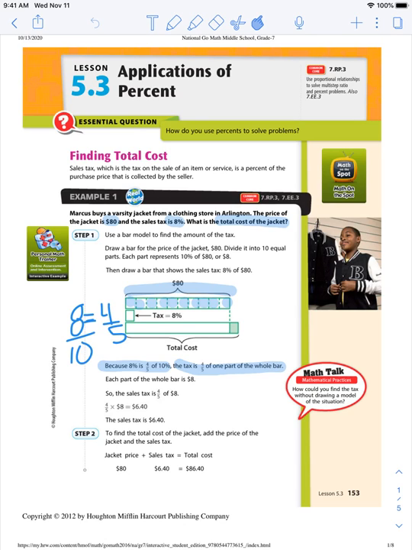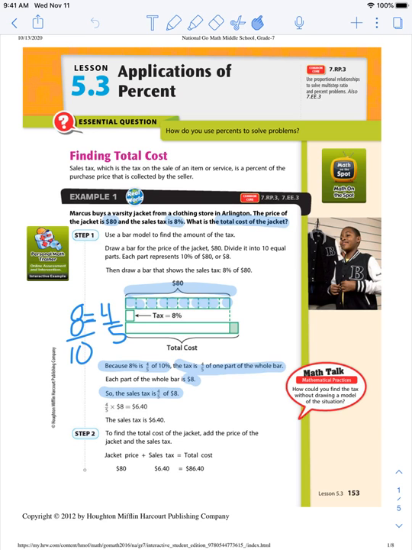Each part of the whole bar, how we split it into 10 sections, each section is $8. I know that because 80 divided by 10 is 8. So the sales tax is going to be 4/5 of 8. Next, I set up a multiplication sentence to figure out what 4/5 of 8 is.